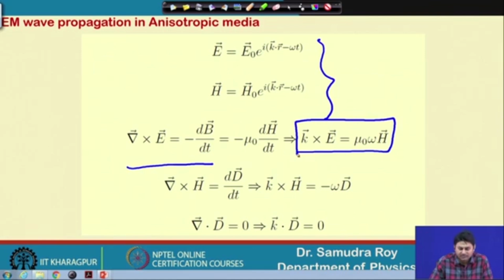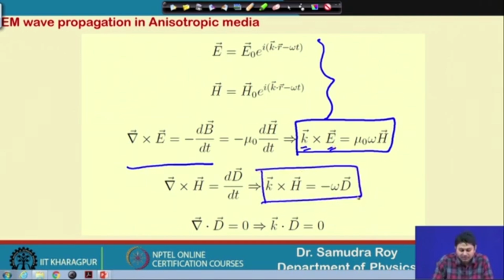This expression is not a new expression, we have already figured it out in the earlier classes. So, k cross E means the H vector is perpendicular to k and E. That is the first outcome: the H vector, that means the magnetic field vector, is perpendicular to the vector k and the vector E.